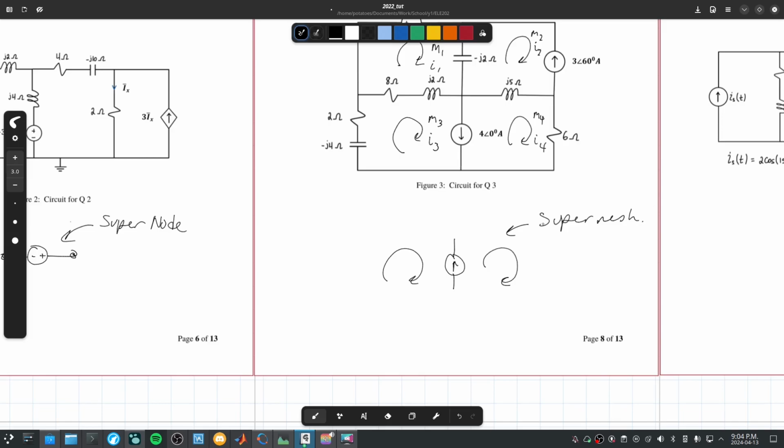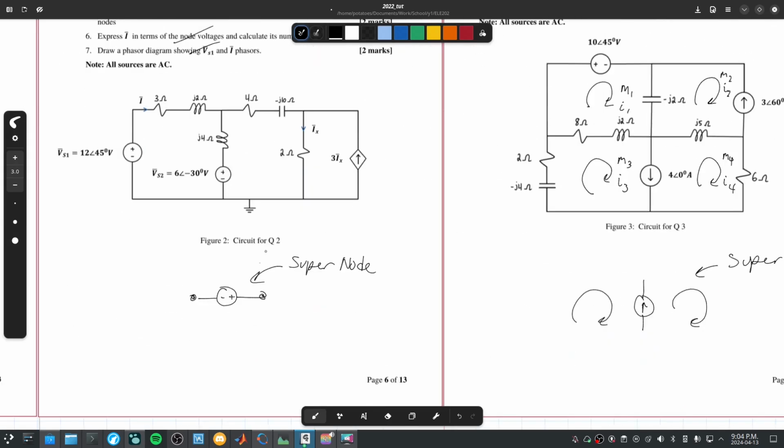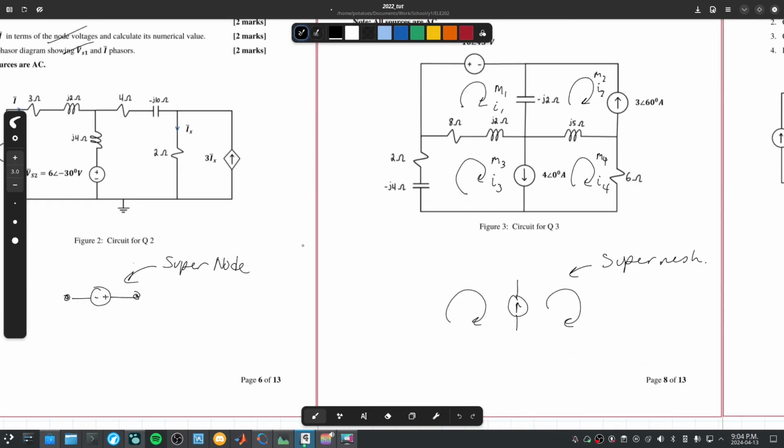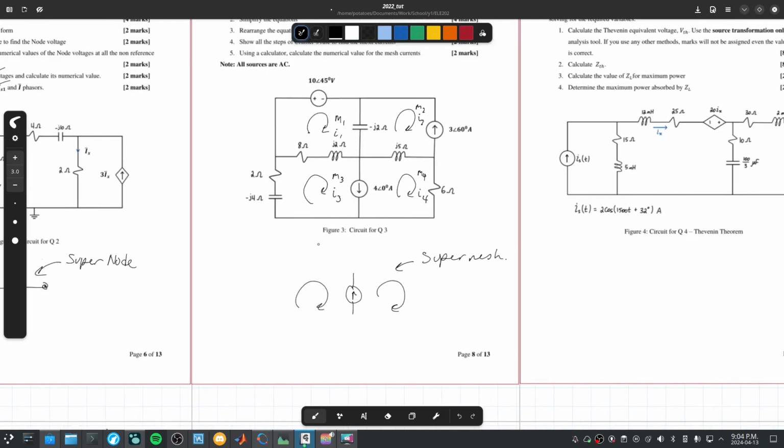So this is a super mesh. This is a supernode. I did a tutorial from Intermon. No, this was after. It was an AC nodal analysis. It had a super mesh in it.